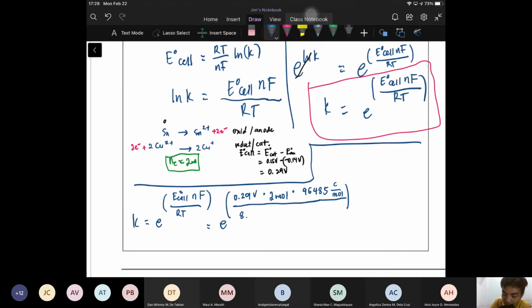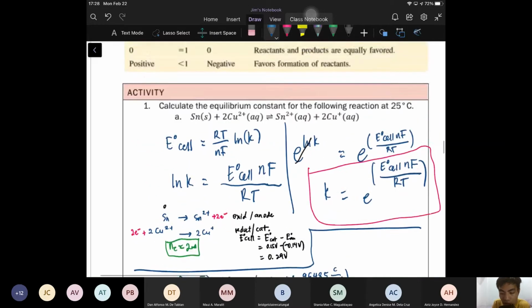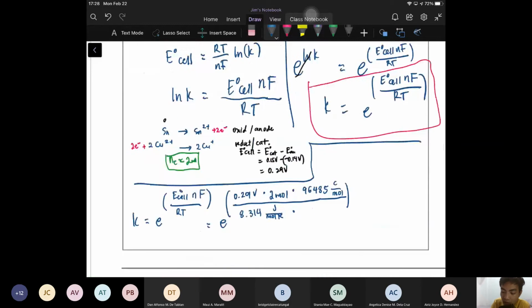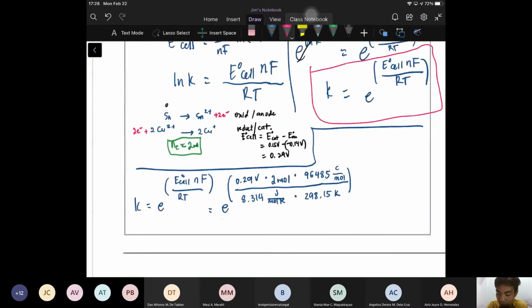So, 8.314 joule per mole Kelvin. Temperature, ang sabi kanina, 25 degrees. So if you convert that to Kelvin, that will be 298.15 Kelvin. Observe that the units will cancel out altogether. Yung mole, ka-cancel dito. Kelvin, magka-cancel doon. How about the volts, joule, and the mole? Maka-cancel yon sa coulombs.